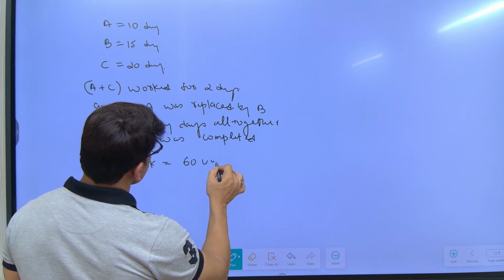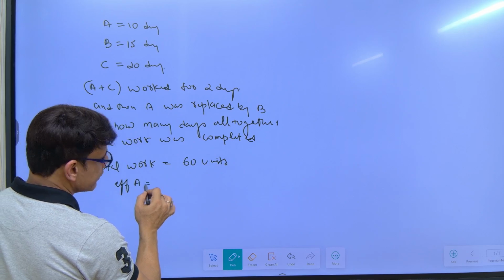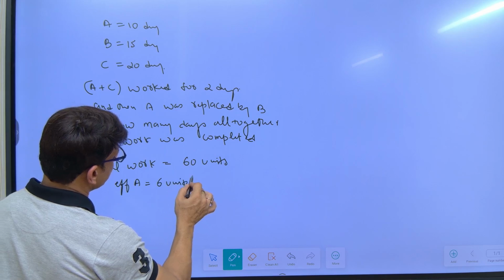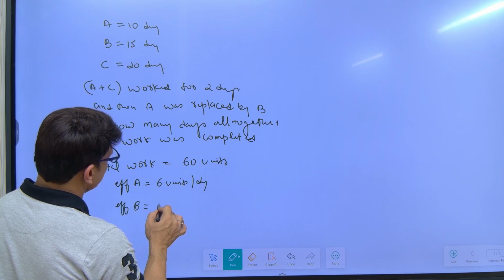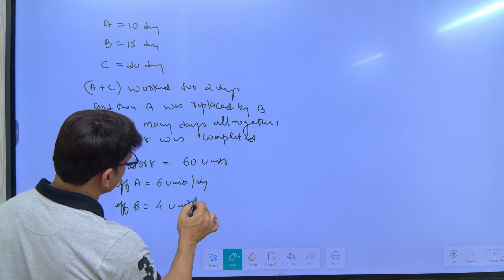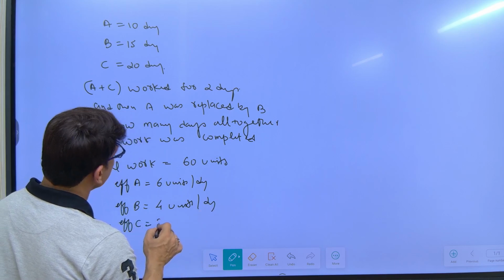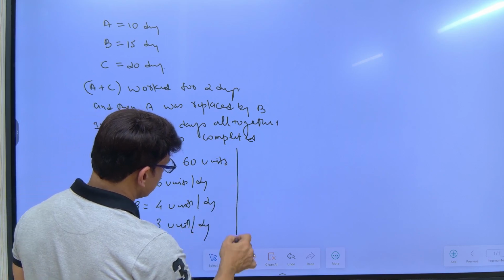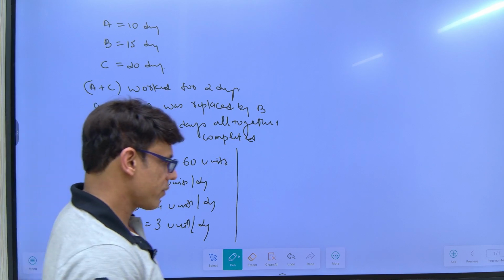Find out the efficiency of A, which is 6 units per day, right? What about the efficiency of B? 4 units per day. And what is the efficiency of C? 3 units per day. Any problem in this?